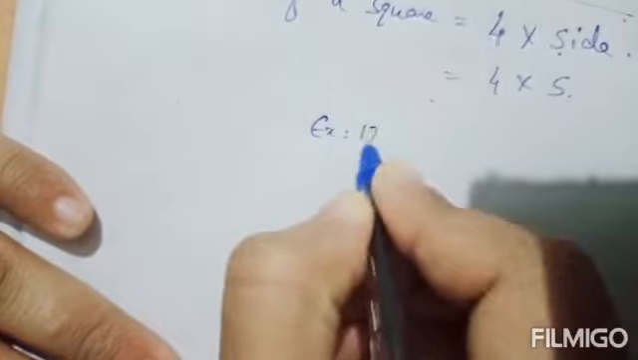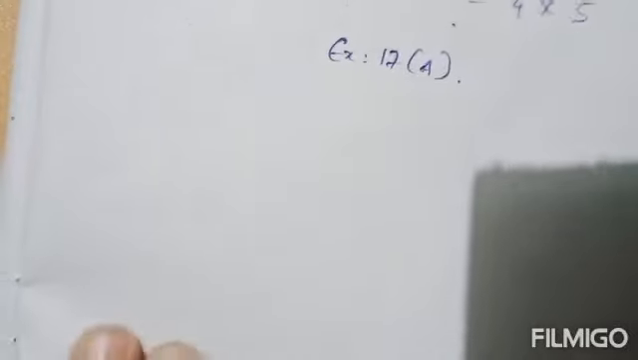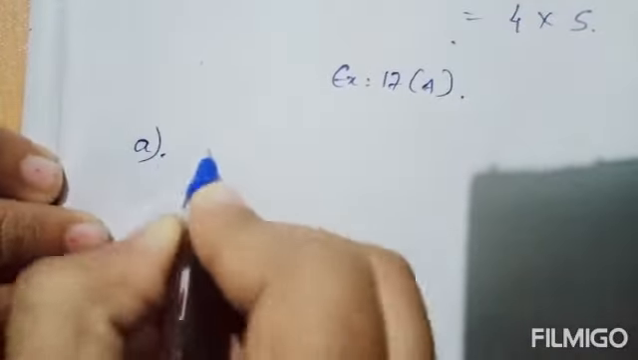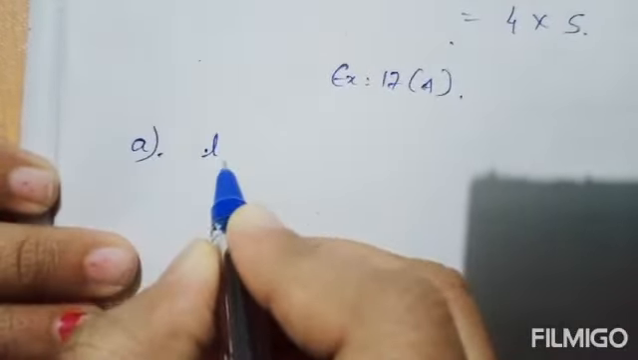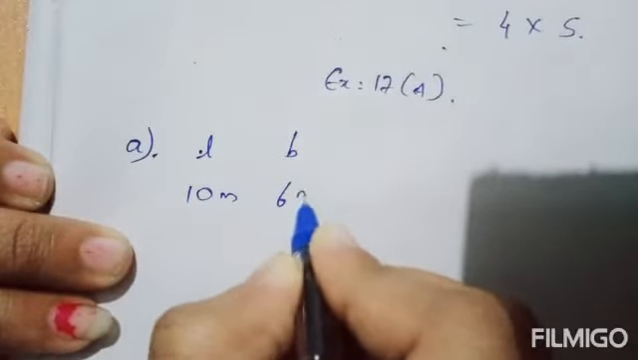Now exercise 17A. In that, find the perimeter. First question: find the perimeter of a rectangle whose length and breadth are given in two columns. You have to find the perimeter. First, in part A, the length is 10 meter and the breadth is 6 meter.